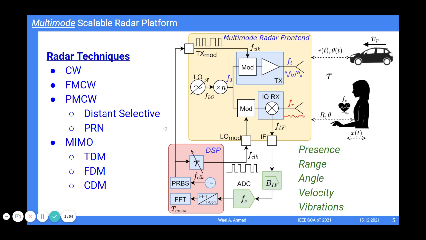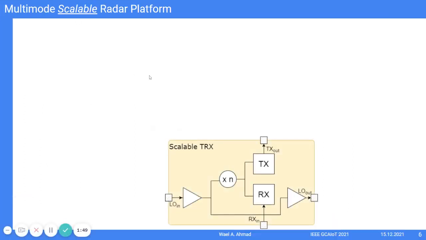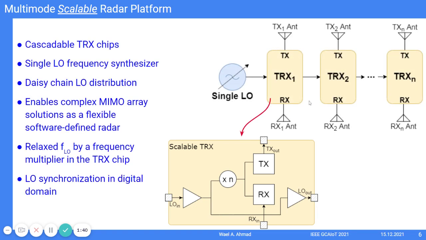The scalability in the system is built on a single transceiver that routes the LO input frequency to the output so that it can feed another channel, building a daisy chain. So we can build multi-channel radars or large MIMO radars to measure two-dimensional position with high angular resolution. Synchronization between LO inputs at different channels can be done in the digital domain using the single LO architecture.